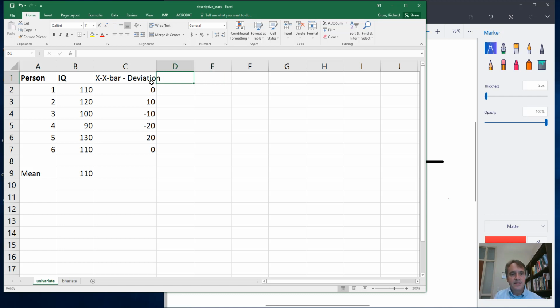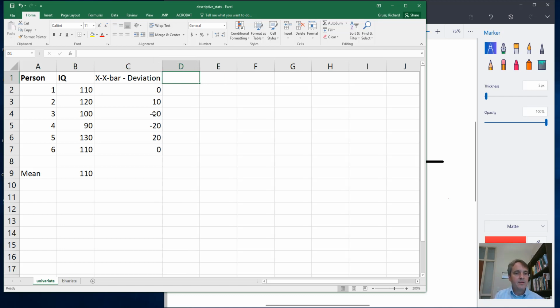So instead of adding these up, maybe what we could do is first square them. So let's take the squared deviations. We'll call this column squared deviations. And we're just going to set it equal to this times itself, because that's the same as squaring. Okay, so 0 times 0 is 0. Now we see that something that is 10 points above the mean and 10 points below the mean have the same squared deviation. So that helps us.